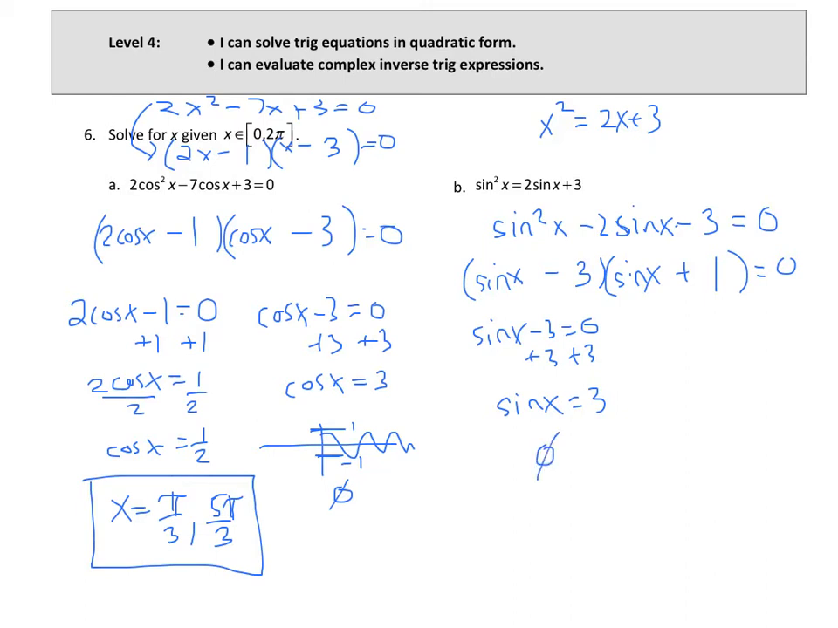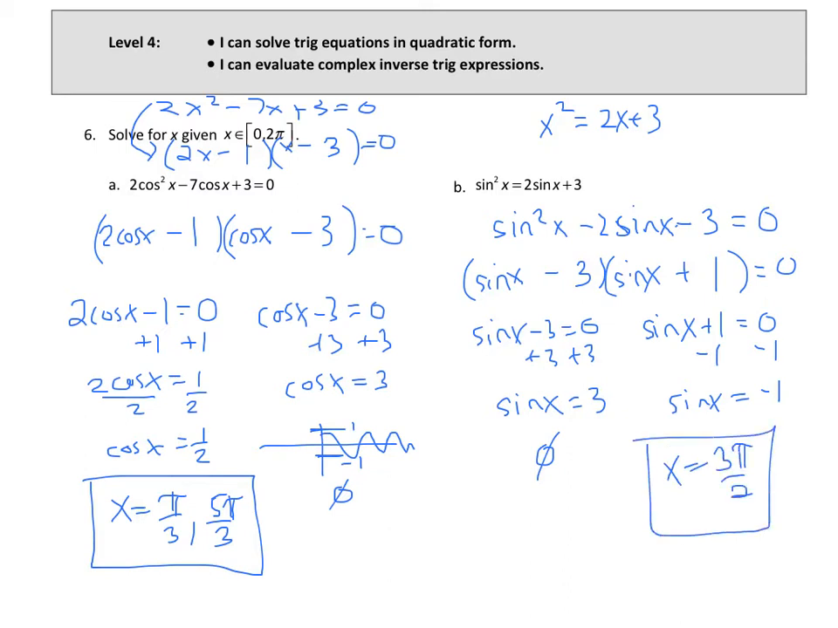So I see if I get solutions from my other side. Sine of x plus 1 equals 0. Subtract 1 from both sides, and we get sine of x equals -1. And between 0 and 2 pi, there are some places that have a sine value of -1. There's one place, and that angle is 3 pi over 2. And that's our only solution to this equation.